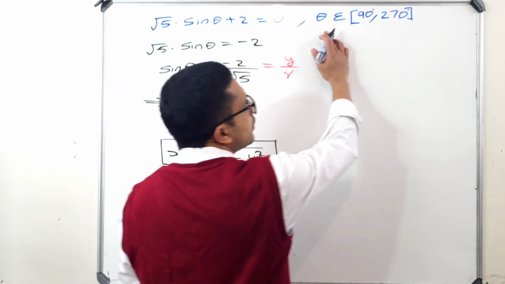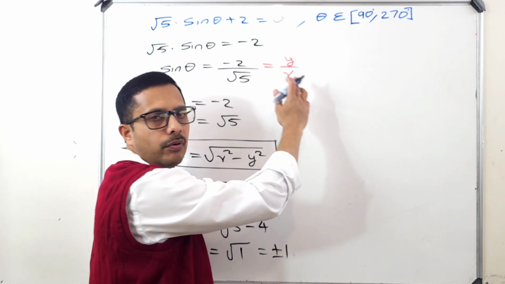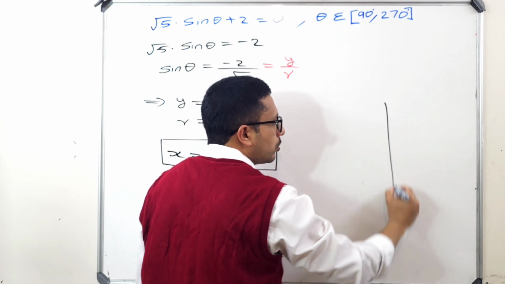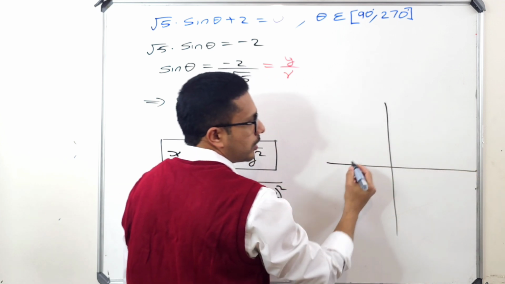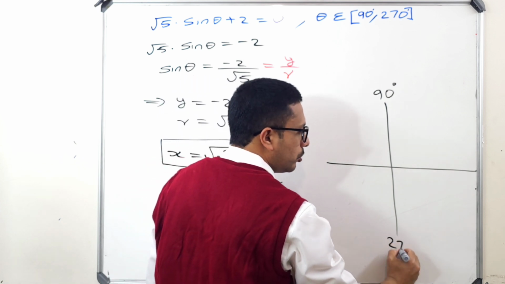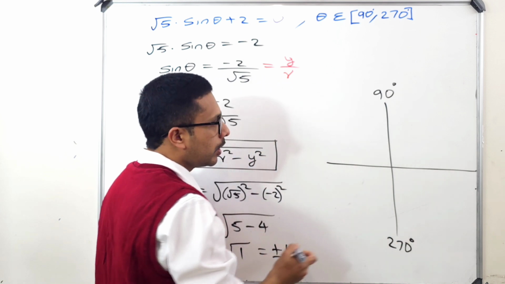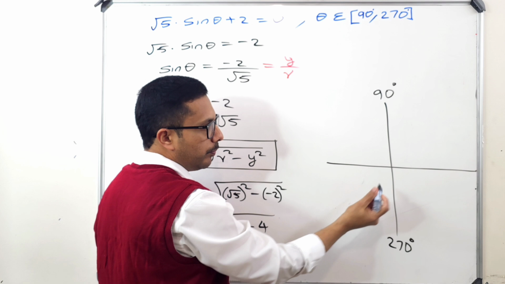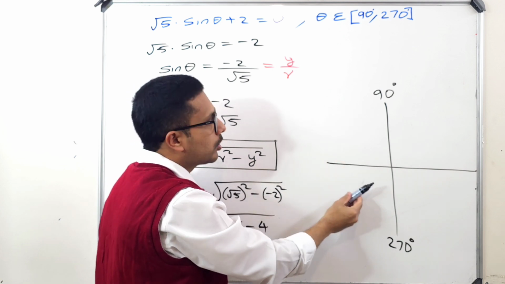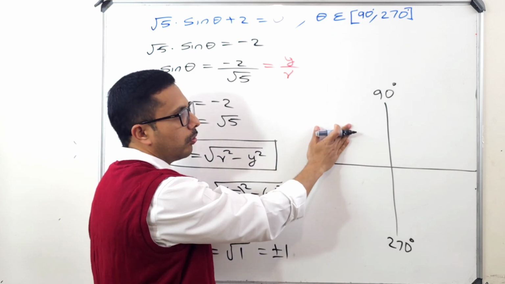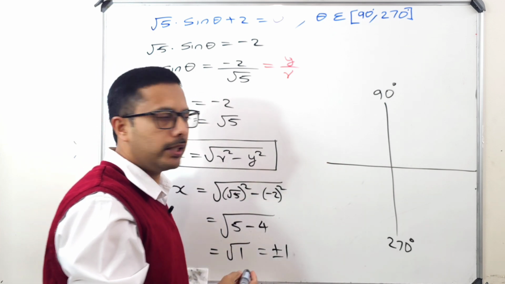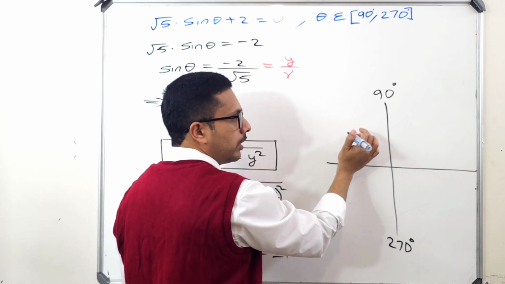So now look at this interval given. Theta is an element of 90 to 270. So you know the quadrants, this is 90. Am I right? This is 90 degrees and this one is 270 degrees. Okay. So 90 to 270 means it is either in the second quadrant or in the third quadrant. Okay. So now here you know that sine theta is positive in the second quadrant. I hope all of you understand that one. All of you already studied that one. Am I right, guys? Here sine theta is positive.